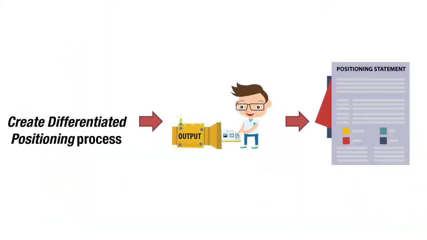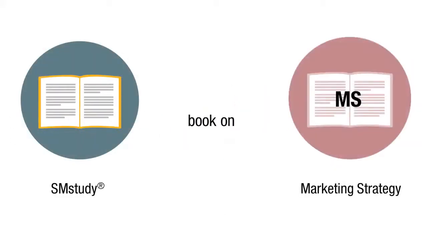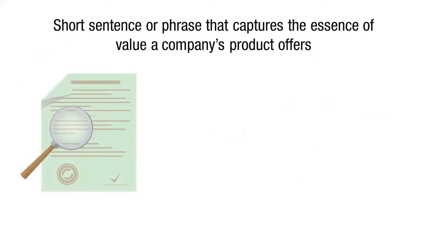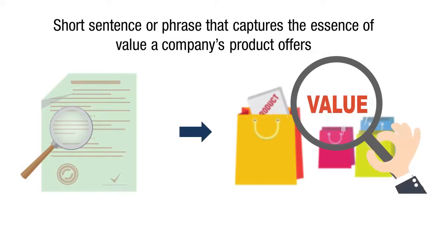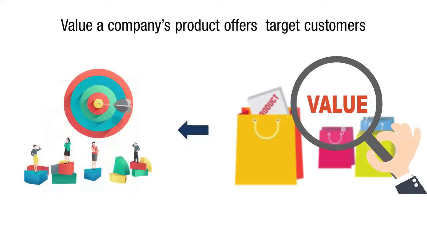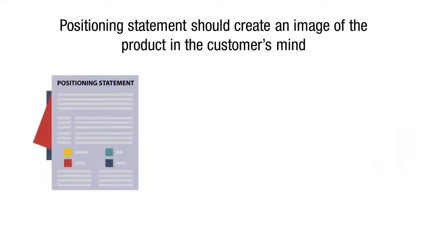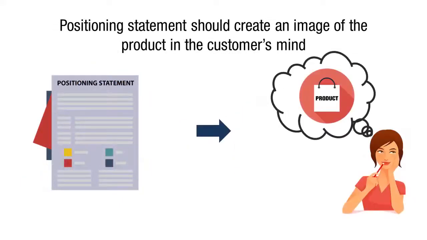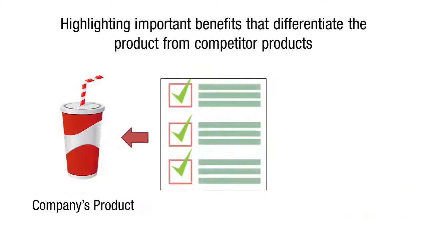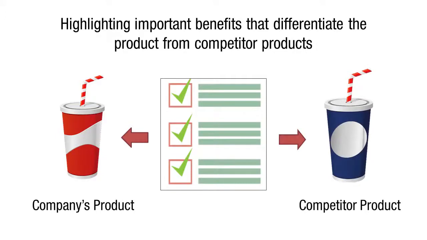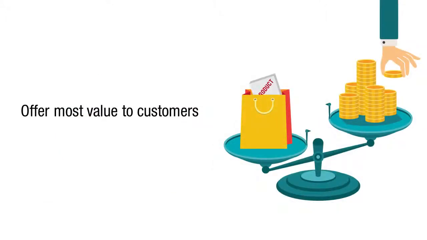A positioning statement is the main output of the Create Differentiated Positioning process in the SMstudy book on marketing strategy. It is generally a short sentence or phrase that captures the essence of the value a company's product offers to its target customers. The positioning statement should create an image of the product in the customer's mind, highlighting the most important benefits that differentiate the product from competitor products and that offer the most value to customers.